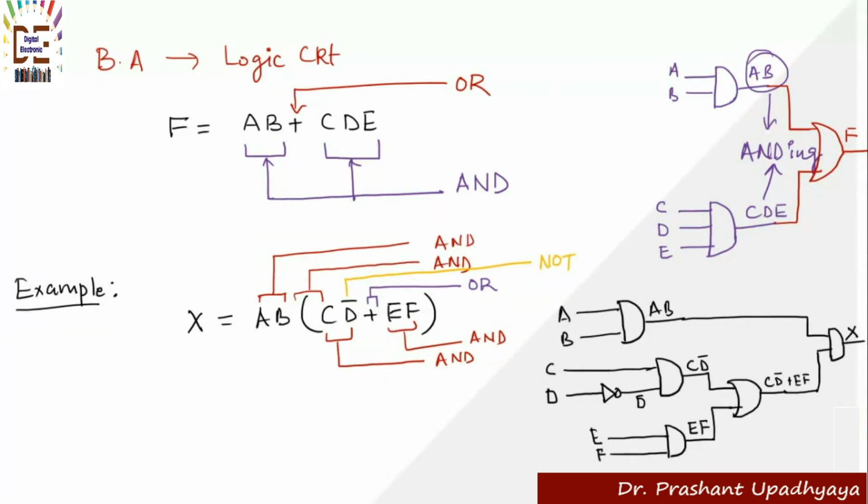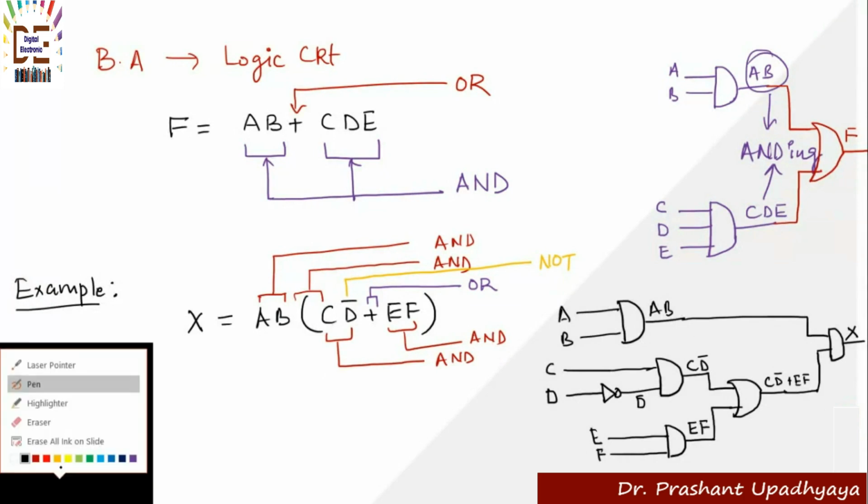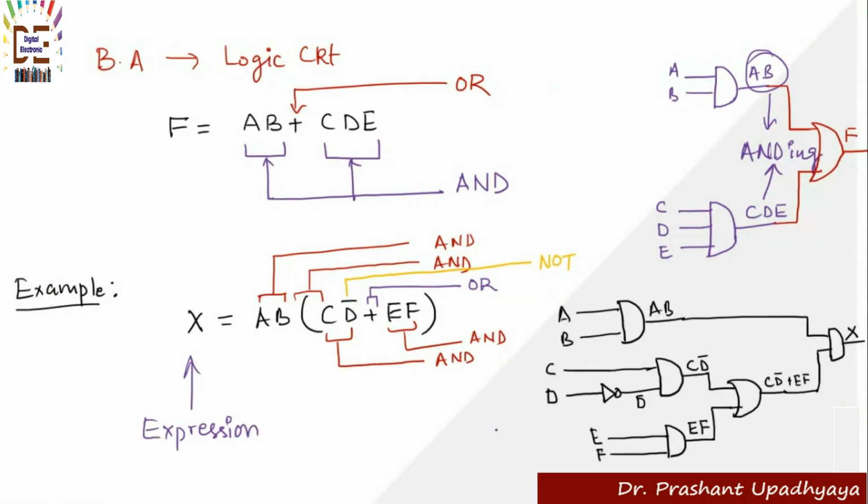So whenever we are talking about these combinational circuits, which we are going to study in the coming class, in these combinational logics we are using some of the gates to design the circuit. So you can see this is one of the circuits. If you have the expression, you have the equivalent circuit for it. So this is my expression, and this is my equivalent circuit.